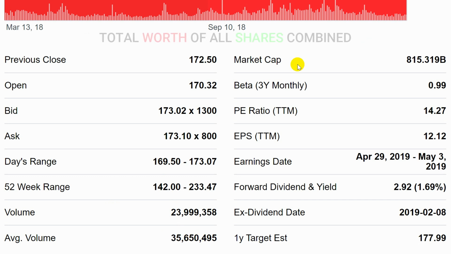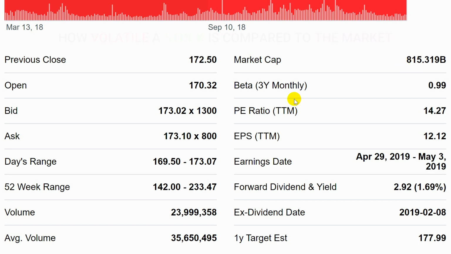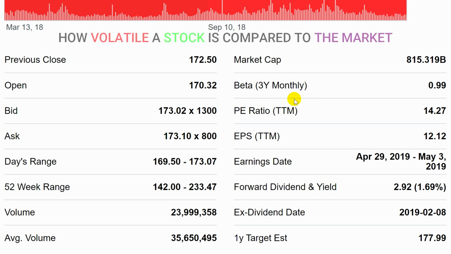The market cap is how much the company is worth in total. So Apple is worth $815 billion. If we add up all their shares of stock, each share being worth $172, we'll get $800 billion. They have about 5 billion shares of stock. Beta means how much movement the stock has compared to the market as a whole. 1 means it's about the same, over 1 is more volatile, under 1 is less volatile. So Apple is about 1. So it moves about the same as the market as a whole.